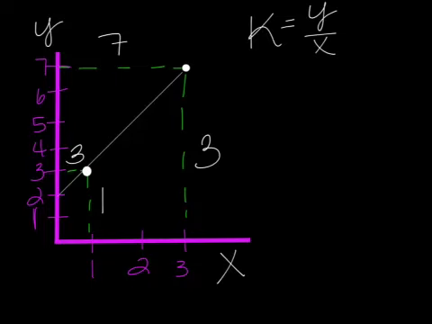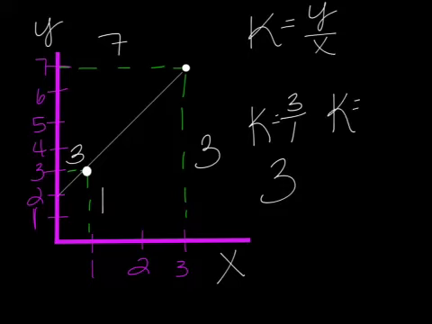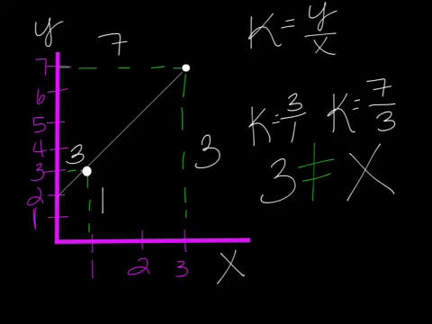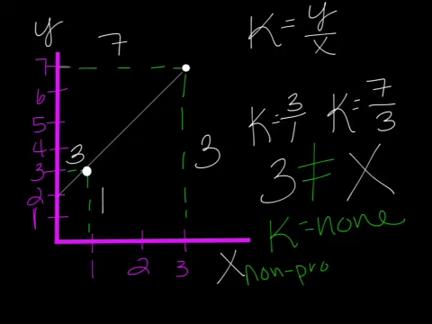Let's set this up and see if it works. On my first one, k equals y over x, which was 3 over 1, and 3 divided by 1 just gives me 3. Then I look at my second one, k equals y over x, and 7 divided by 3. Does that equal 3? It does not. Since these are not equal, there is no k, so k would be none. And since it is none, that means it will be non-proportional.